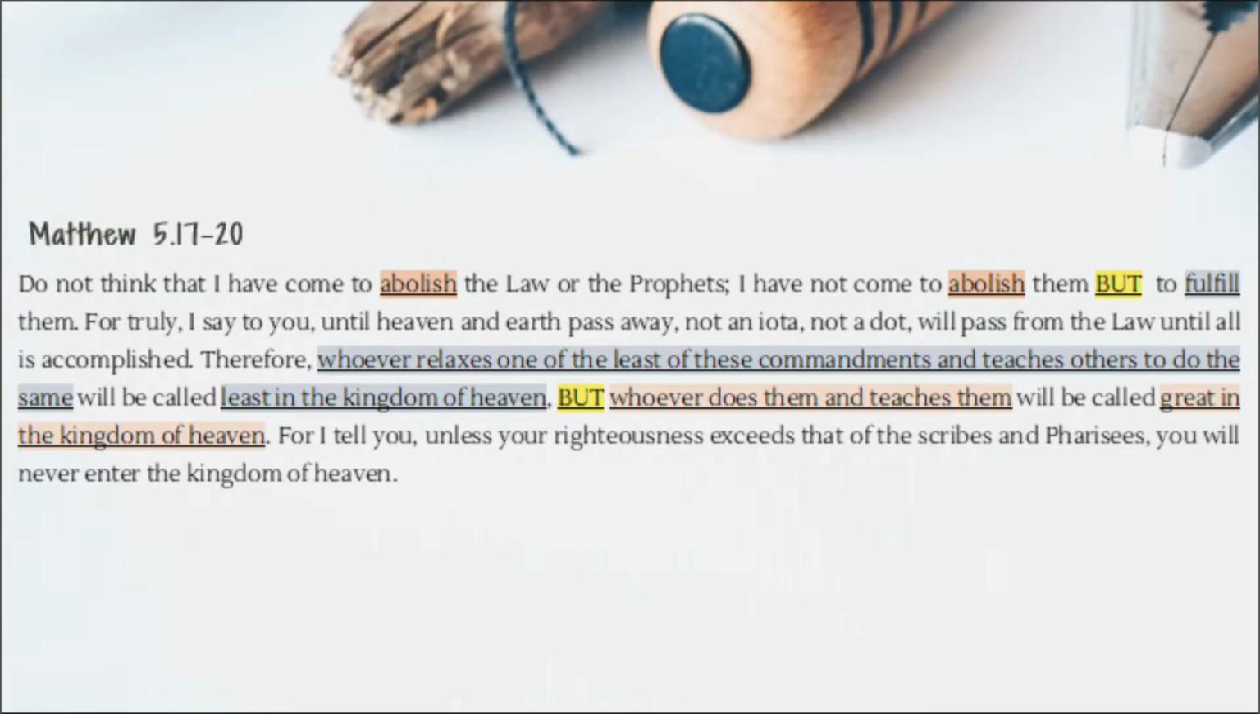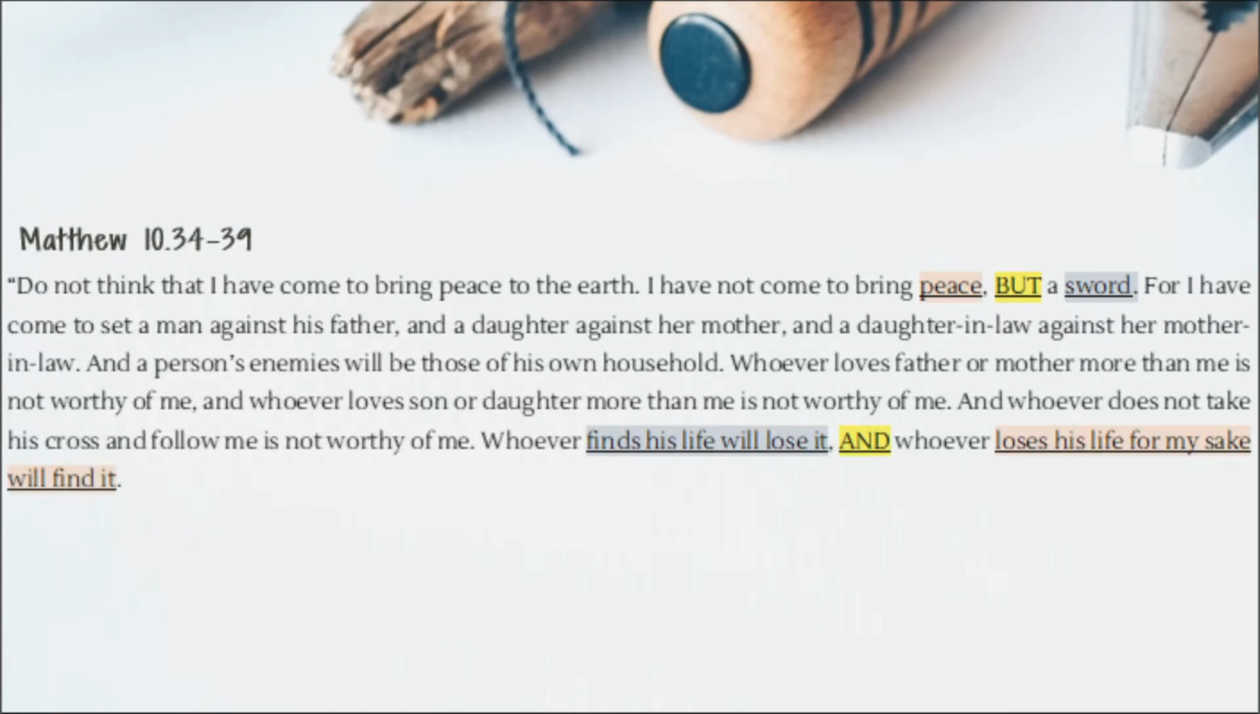Yeah? Okay, next. Matthew 10. Matthew chapter 10. You have but at the very beginning and you have and at the bottom, which is actually kind of a contrast word. Just, you know, our English is awesome. So on the top you have peace and sword, right? I have not come to bring peace, but a sword. This is about the gospel being divisive, even within families, right? Is what he's talking about.